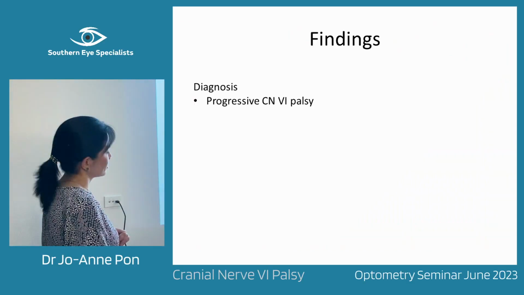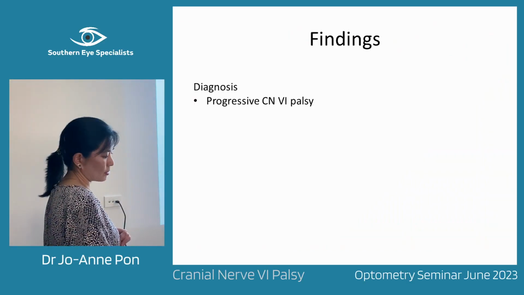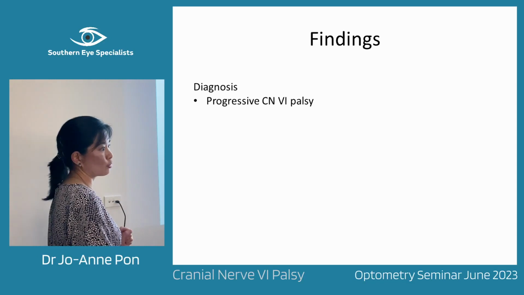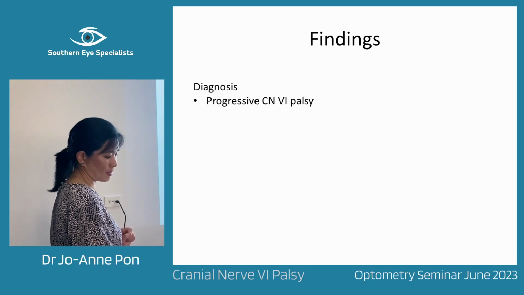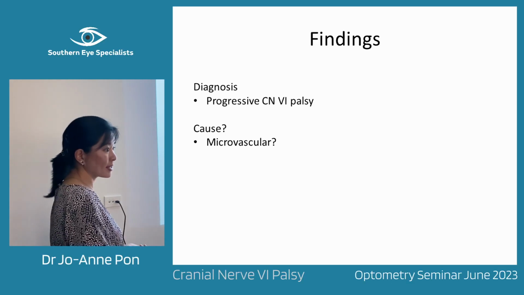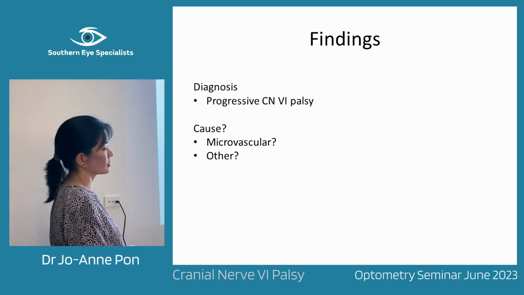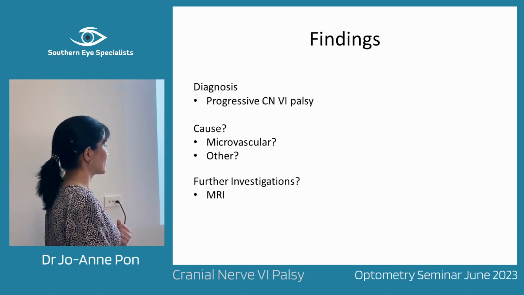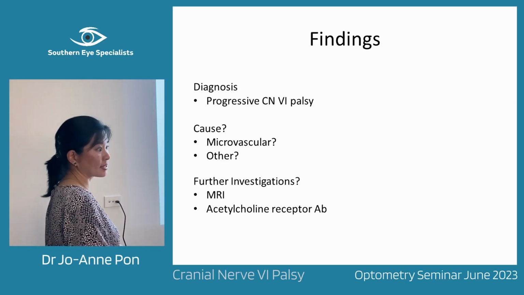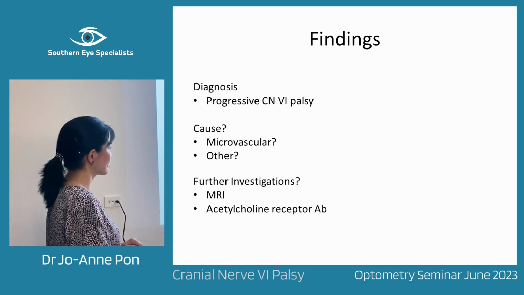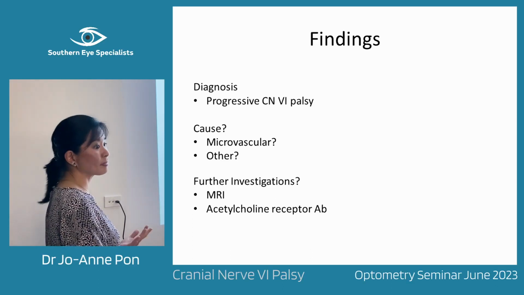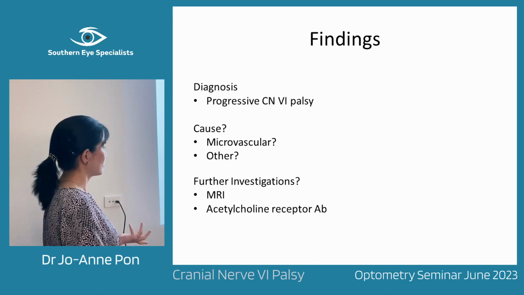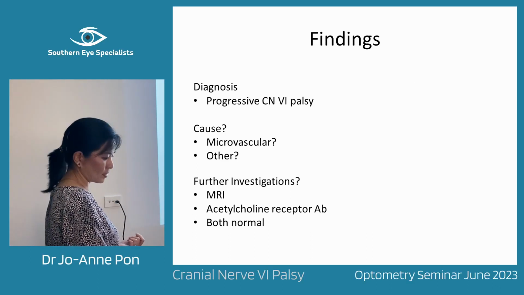So we've now got somebody with a progressive 6th nerve palsy. So what do we do? In that circumstance, probably it still is microvascular, but we can't be sure that there isn't another cause. So he had an MRI scan and an acetylcholine receptor antibody blood test, which is useful if it's positive, but not very helpful if it's negative. And they were both normal.